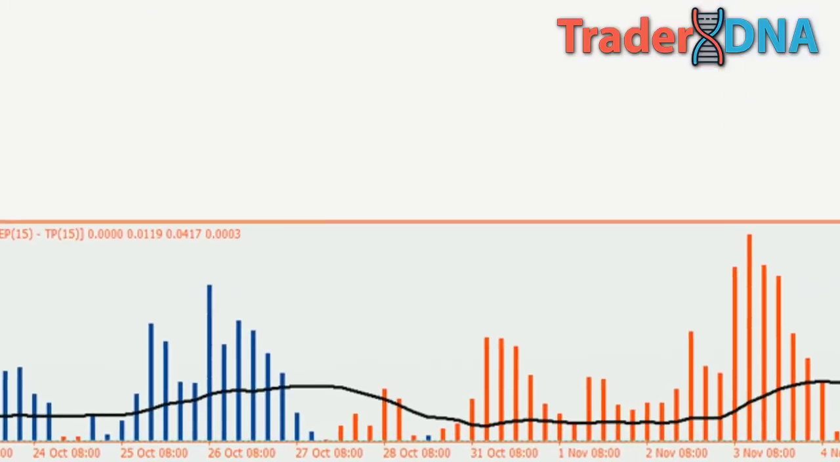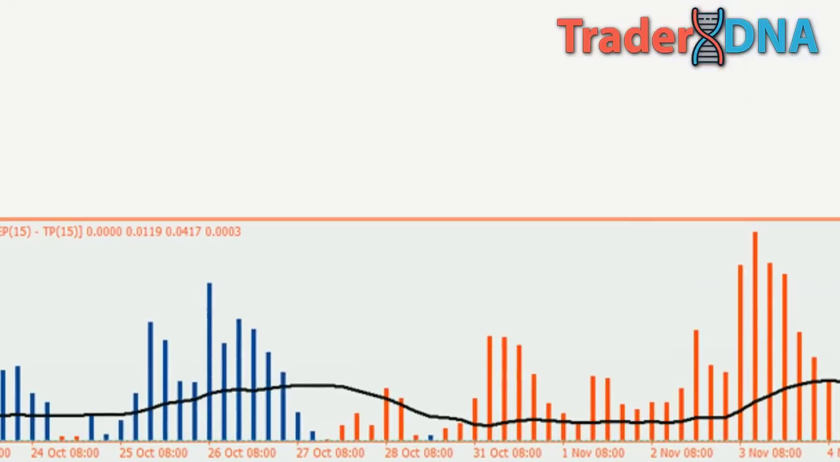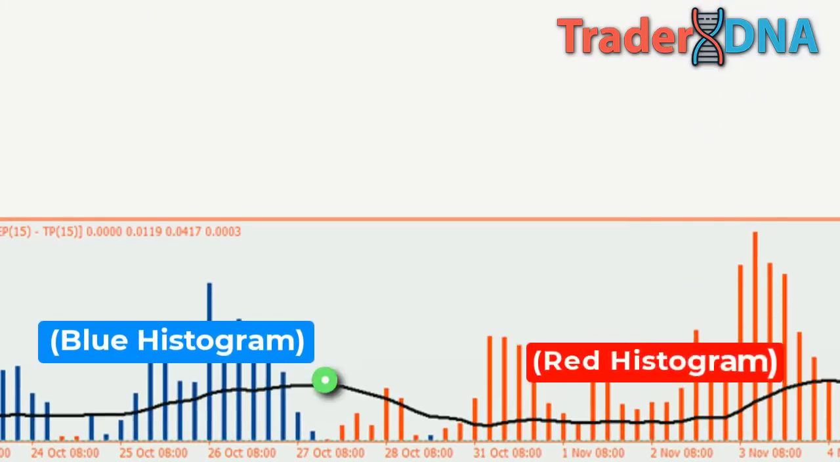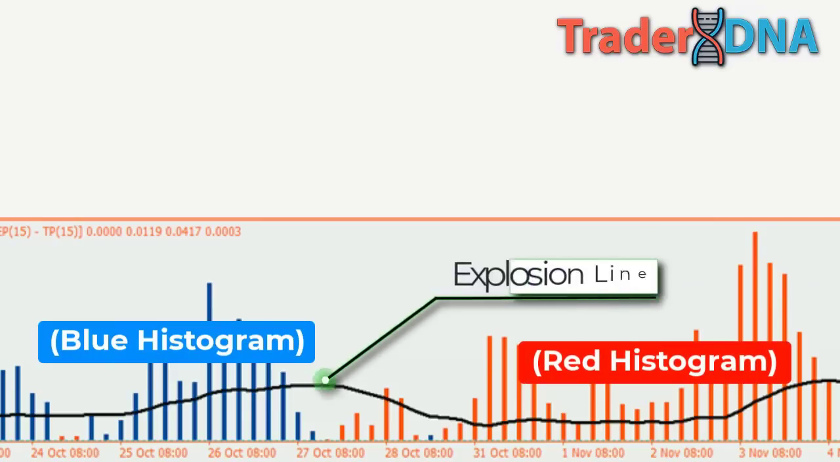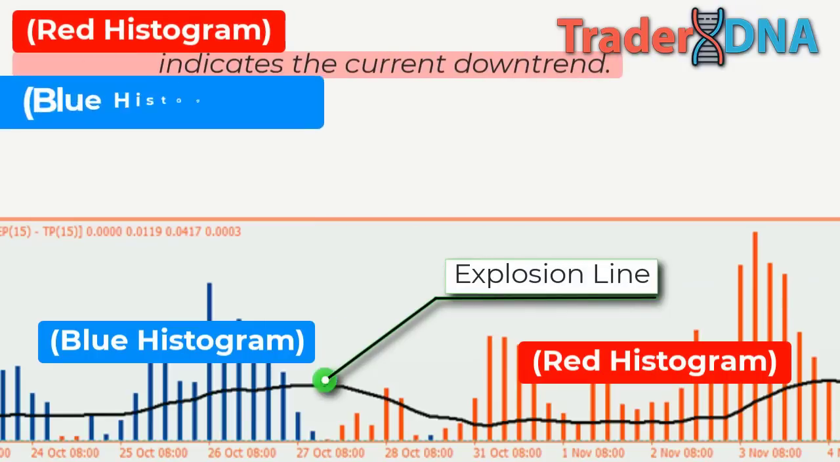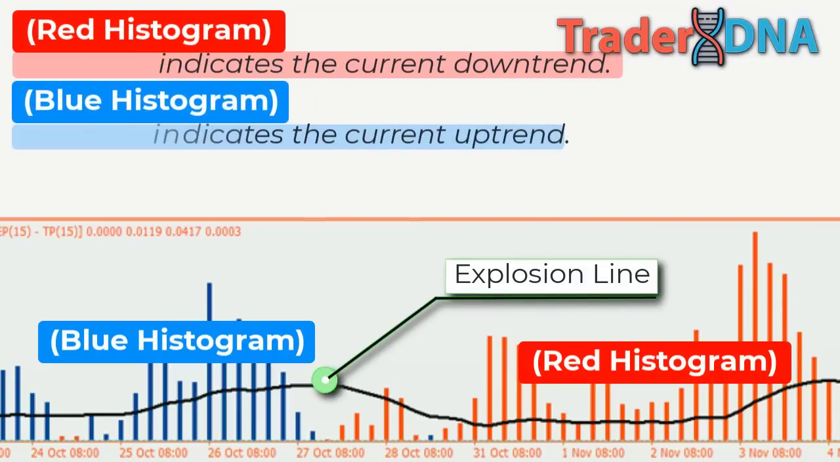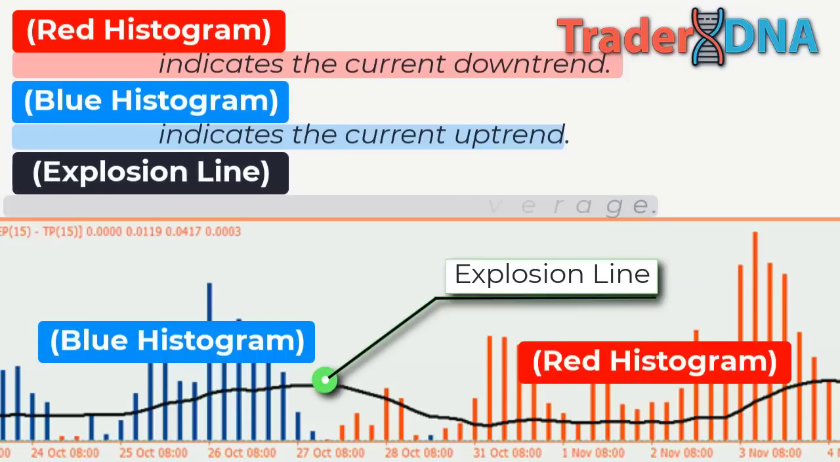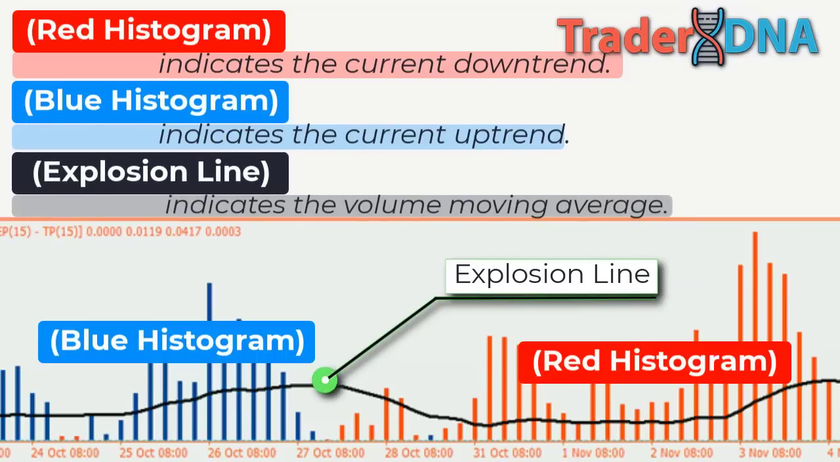Here is an example of what the indicator looks like. There are three components to this indicator: blue histograms, red histograms, and a black explosion line. The red histogram indicates the current downtrend. The blue histogram indicates the current uptrend. The black line's direction shows the explosion price up or down.